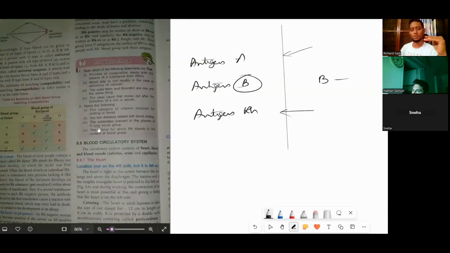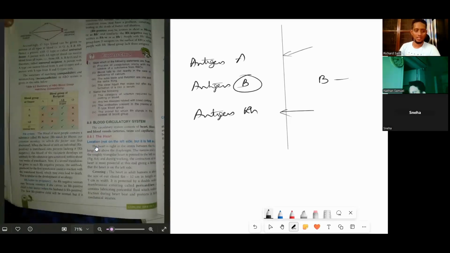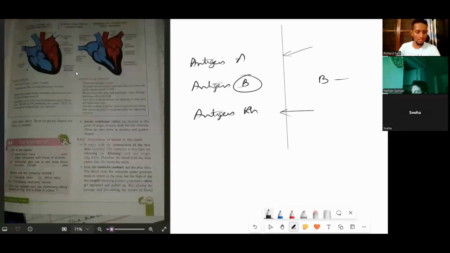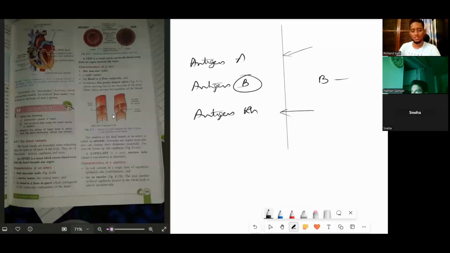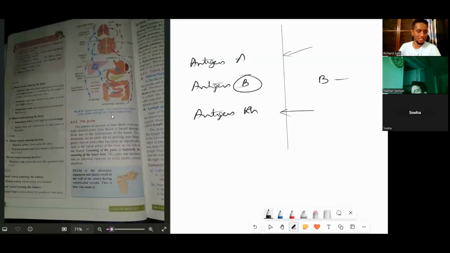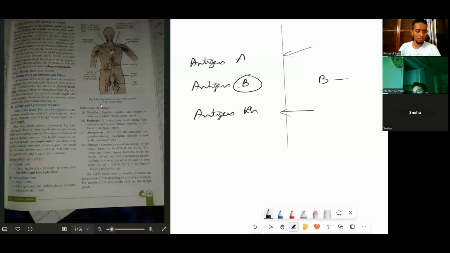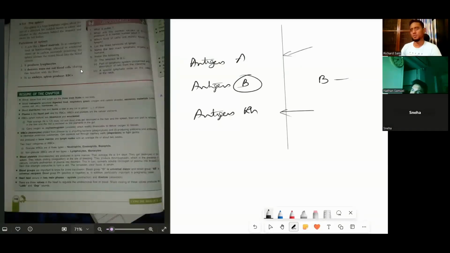That's the end of this first part of the chapter. 8.7 is done. Next, you'll be learning about the heart. So, the heart and the blood vessels, the difference between arteries and veins, and the lymph. That is the last part of the chapter.